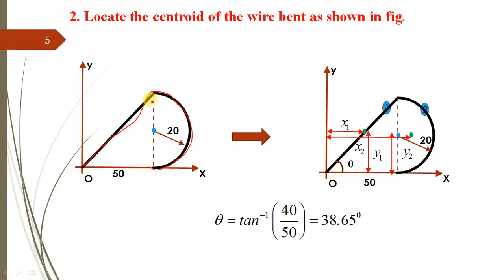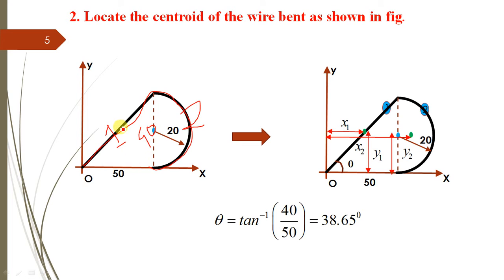So we have to find out the length of the total wire. How to find the total length? I have divided this total bend into two portions. This is the first portion and this one is my second portion. The first portion is the inclined one, and we have to find out its length. The radius is given as 20, so the total diameter is 40.